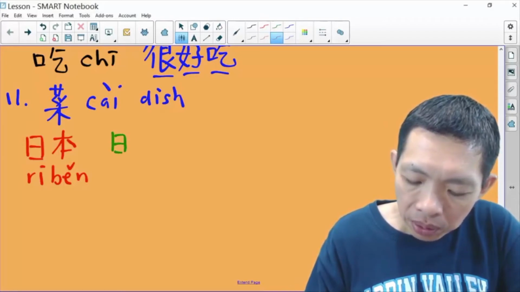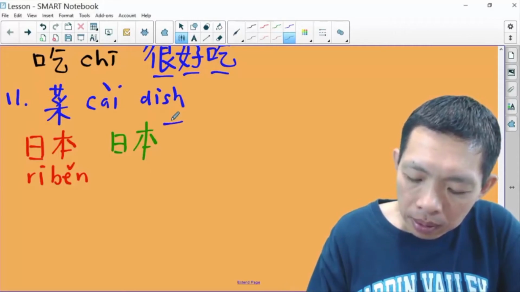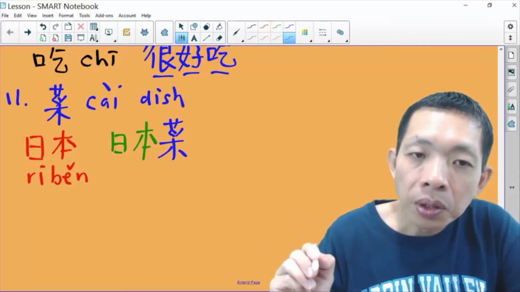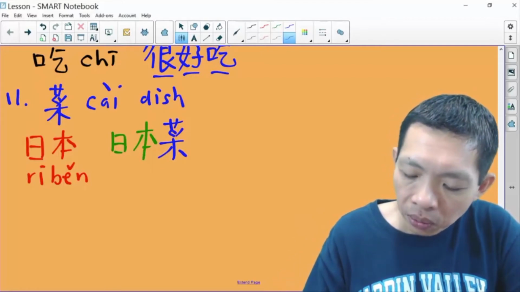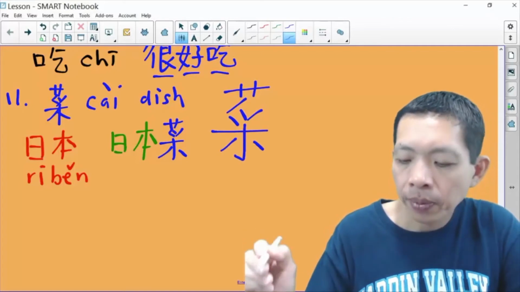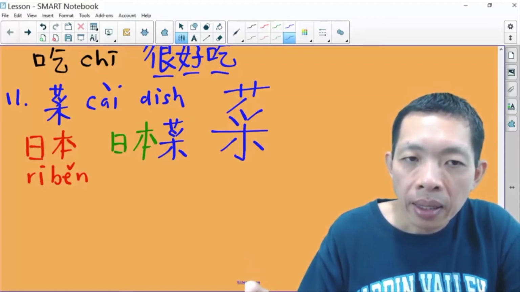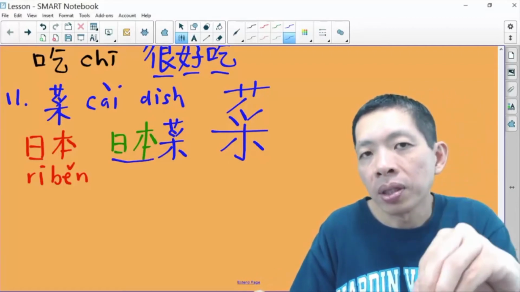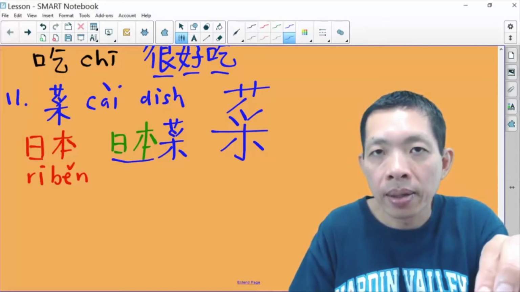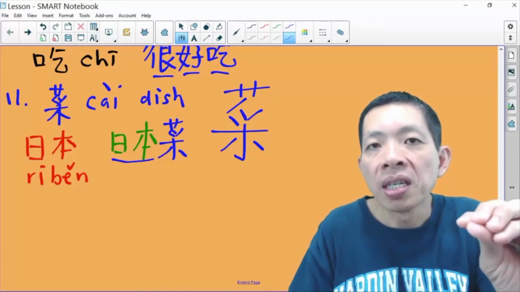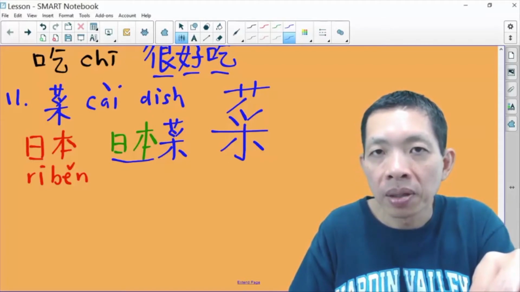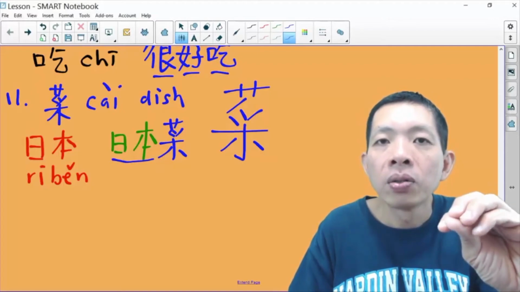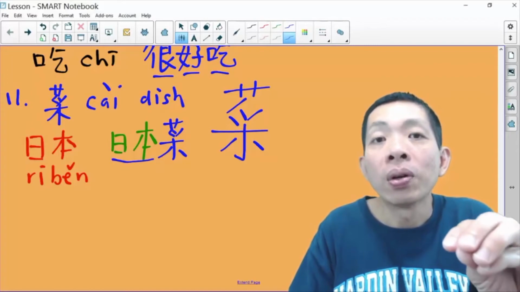So if you want to use 菜, the way to write it, top, 1, 2, 3, 4, 5. 菜, Japanese dish. As you can tell, if you want to eat a certain country's dish, put it in there. So 中国菜, 日本菜, 墨西哥菜, Mexican food, Mexican dish. 中国菜, 法国菜.